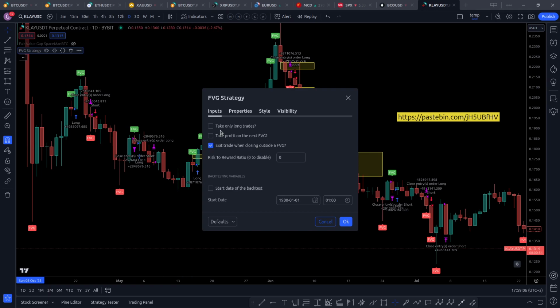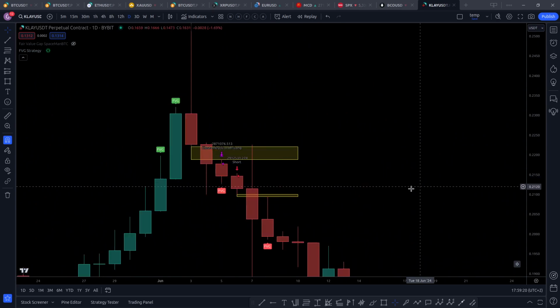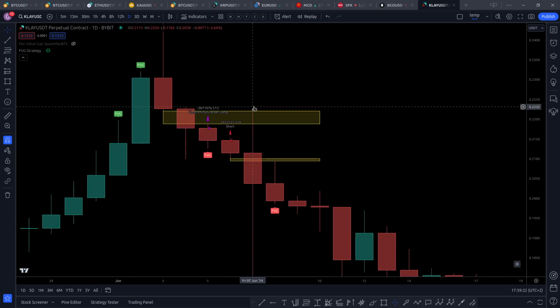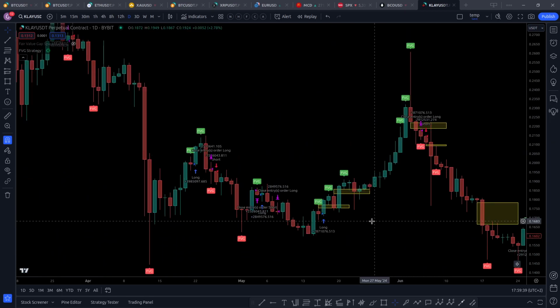And there are a few more options. So take only long trades. And then you can also choose to exit the trade when you close outside the fair value gap. For example, here we get a wick through this fair value gap, but if this one would close above, it would be a sign of weakness. And there you can choose to cash out and close your position. So that's basically what the bot will do.